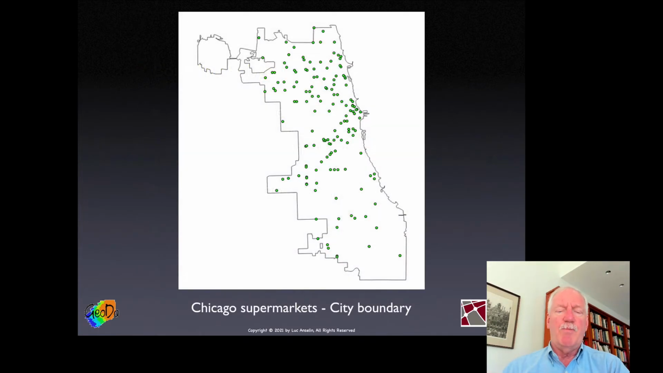So, very simply, the bounding polygon, using our Chicago supermarket example, is the city boundary. And so we have, as we saw earlier, the points floating in space in the sense that there is no network, but yet bound by the outline of the city.